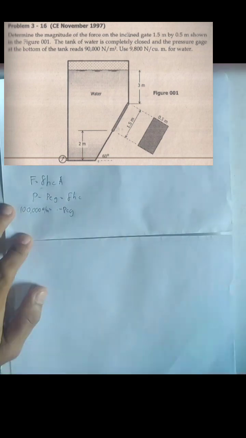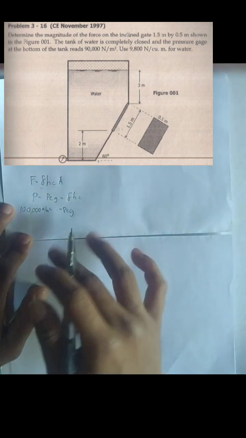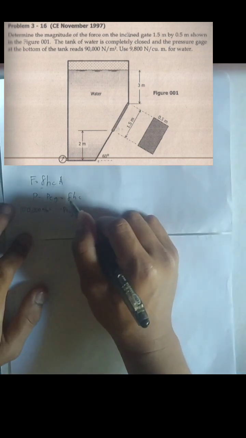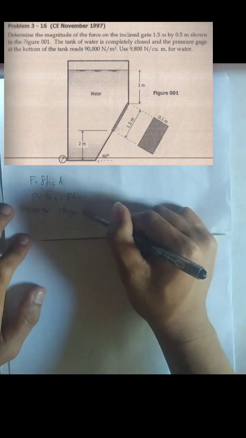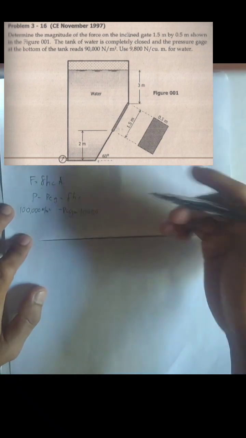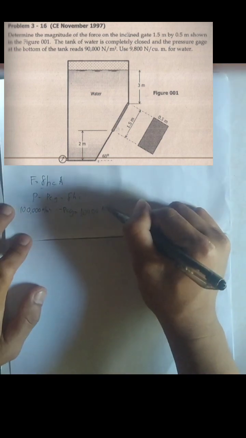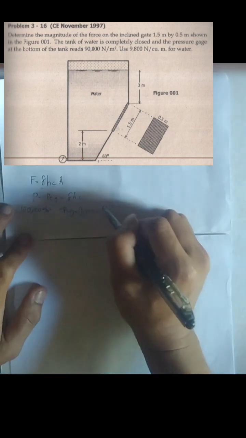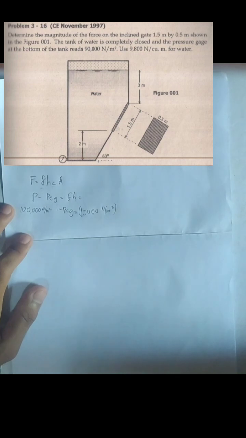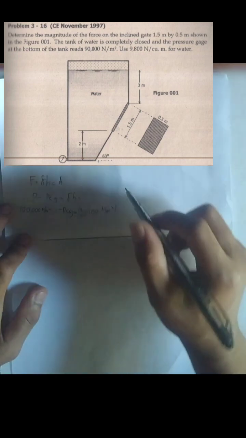Now, we don't know yet the value of that, so we leave it as PCG equals the specific weight. Our fluid here is water, and the specific weight of the water is 10,000 Newton per cubic meter. Here we don't know the value of the height, so we have to solve for the height.